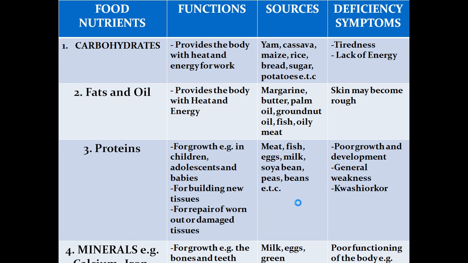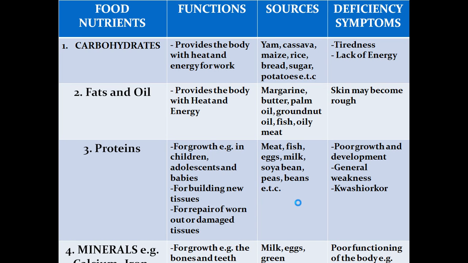And we have the sources, that is, where can we get carbohydrate food from? We can get carbohydrate food from yam, cassava, maize, rice, bread, sugar, because they contain starch and sugar. Then potatoes and so on, from your cereals and grains. Yes, they are carbohydrate foods. Tubers, they are carbohydrate food.